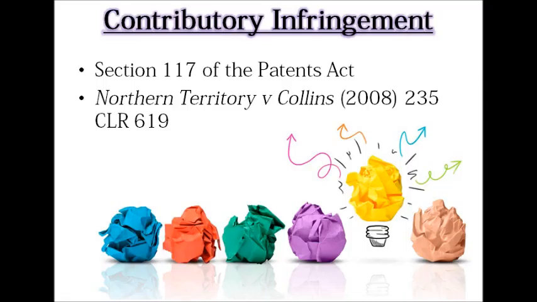For example, in the case of Northern Territory and Collins, the government granted a license to a company which allowed them to access land containing cypress pine trees and to harvest the timber. The company used that harvested timber to produce the patented cypress pine oil. It was found that the granting of the license was sufficient to constitute a supply under the Act, which enabled the infringement to occur.